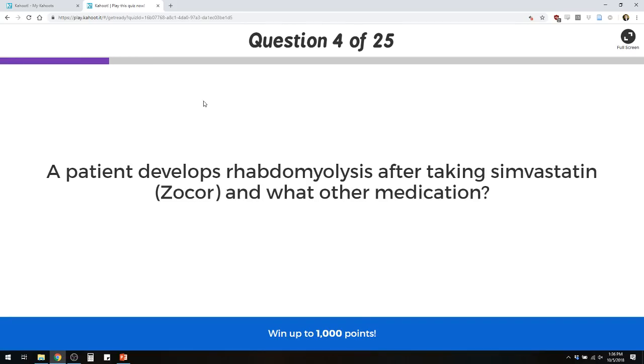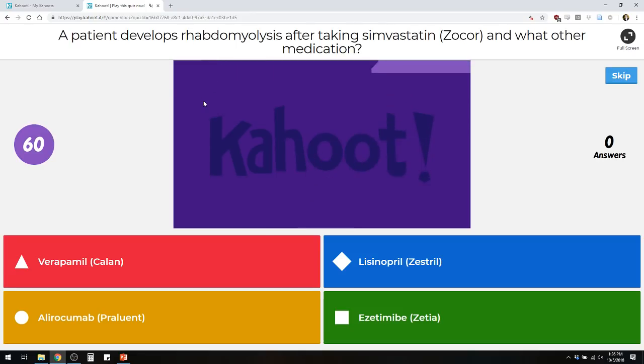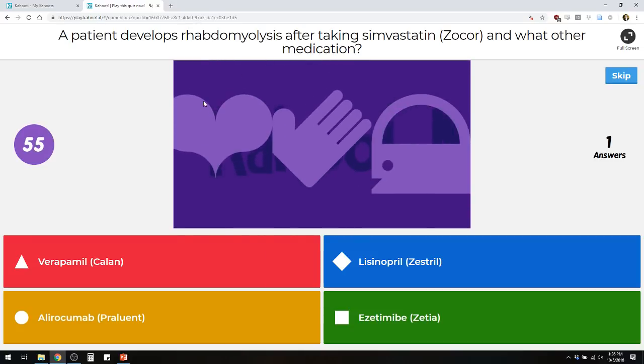A patient develops rhabdomyolysis after taking simvastatin and what other medication? Verapamil, lisinopril, evolocumab, or ezetimibe?